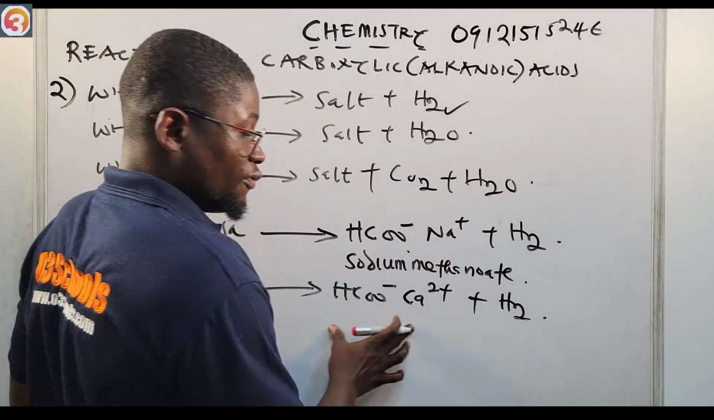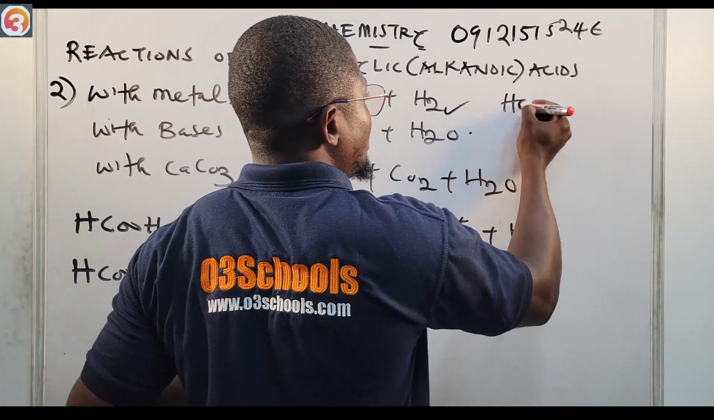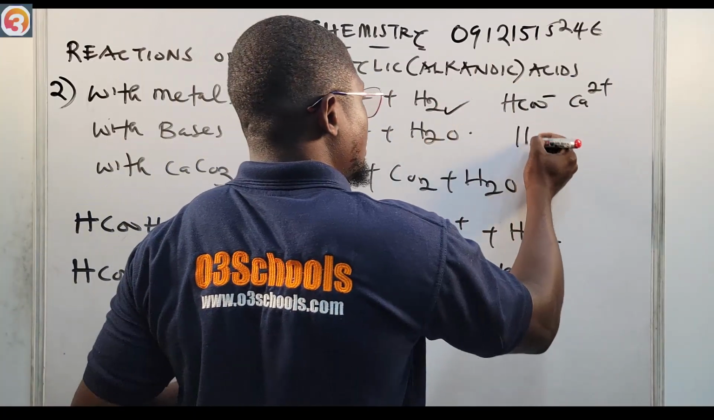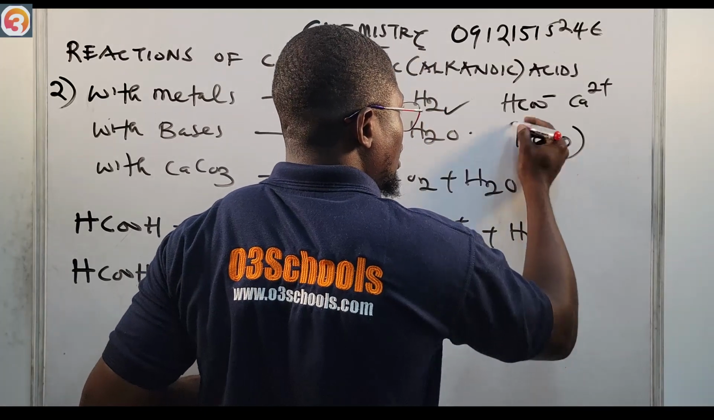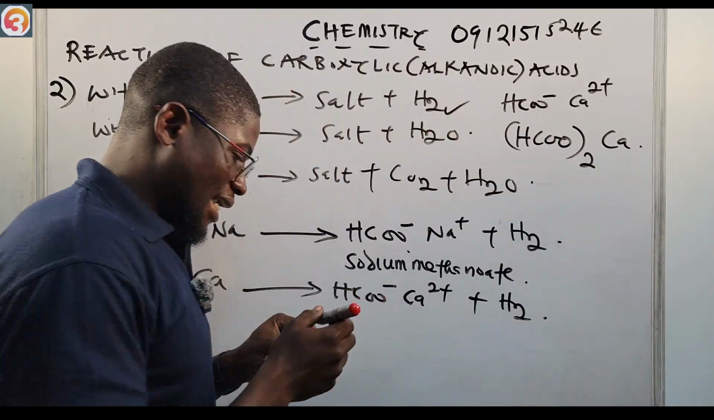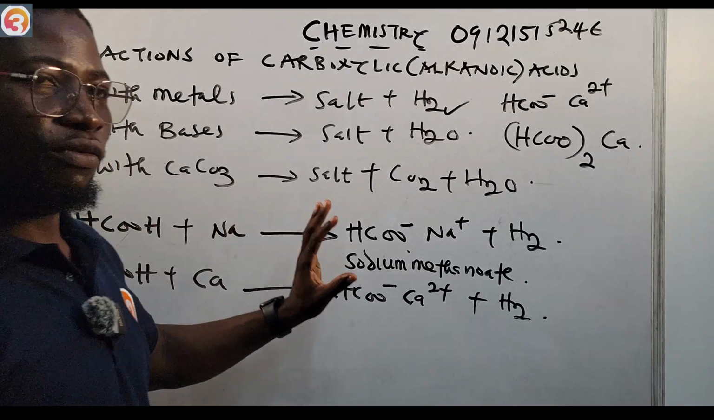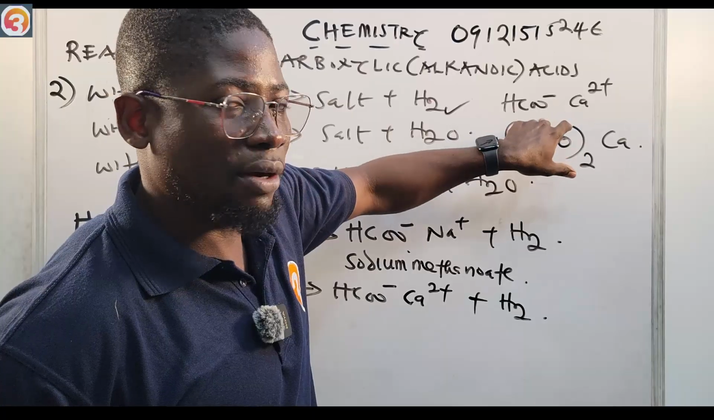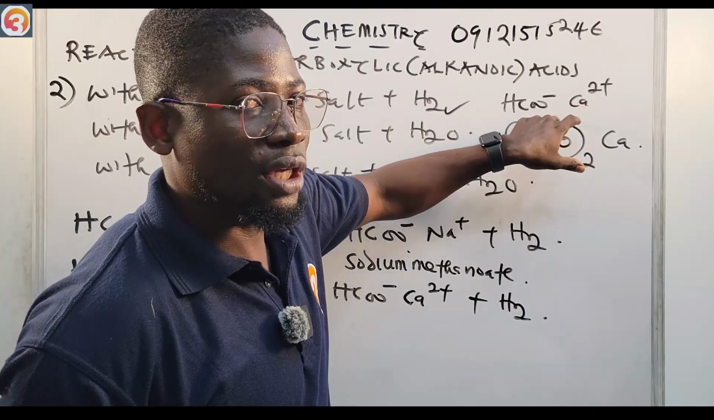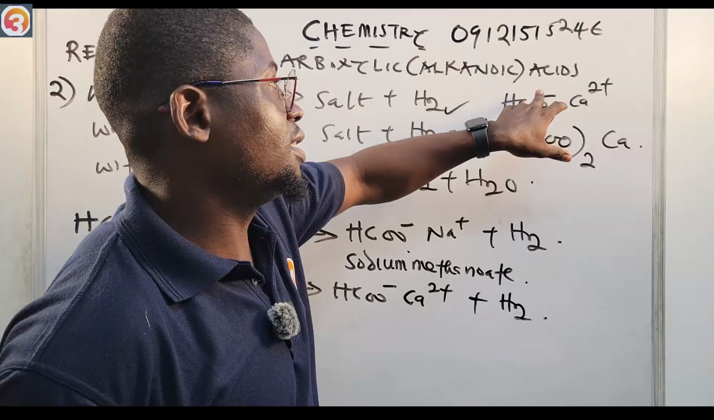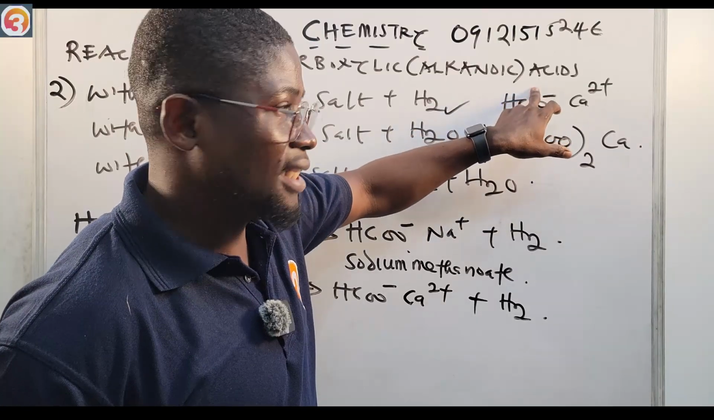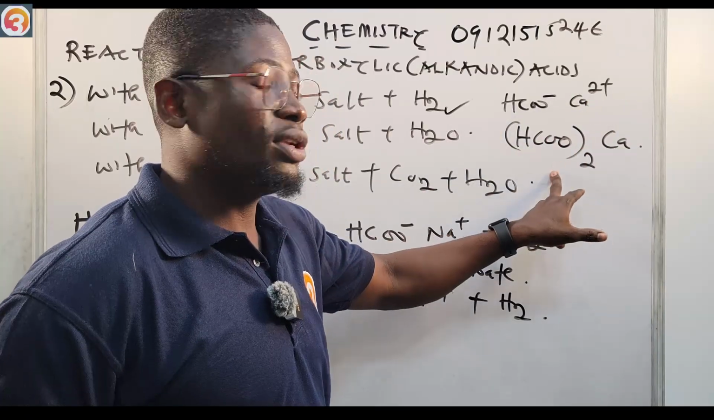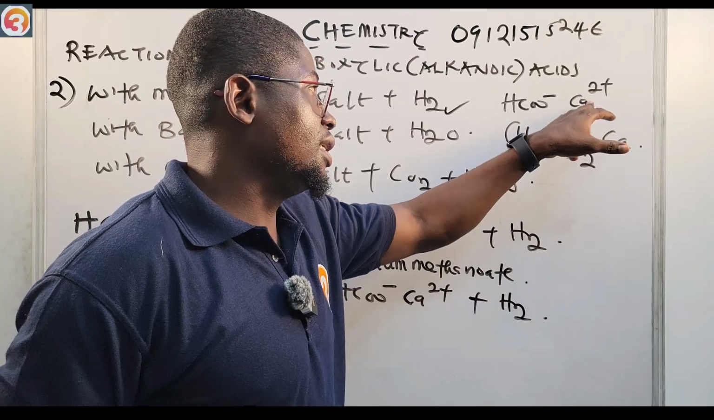You write the formula of the salt that is formed. You can either write it like this: HCOO minus Ca 2 plus, showing the charges. Or you can write it like this: HCOO, then if you don't want to show the charges, you put 2, then Ca. These are the two ways you can write the formula of this salt. If I'm showing the charges, I show them on the individual ions or elements. Here I'm going to see minus because it is negative, then 2 plus on the calcium. But if you do not want to put the charges, you simply put HCOO, the 2 will be here, then Ca.